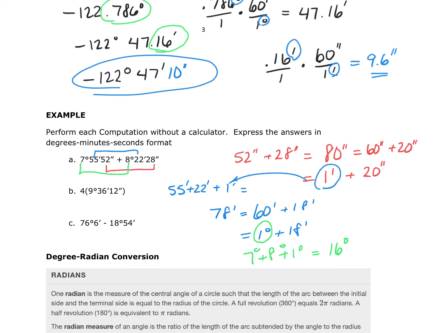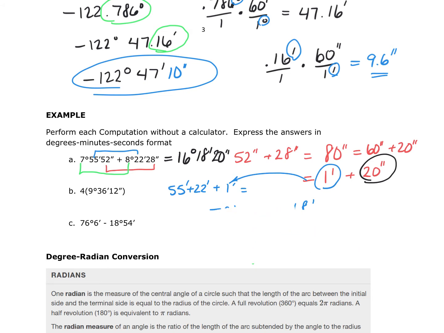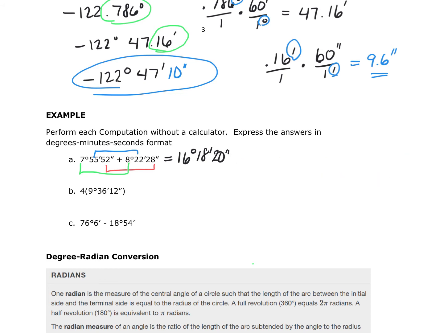Now I need to pull all this together. When I'm done, I'm going to get the 16 degrees, and that comes from here. I'm going to get the 18 minutes, that comes from here, and then the 20 seconds last. So my final answer is going to be 16 degrees, 18 minutes, and 20 seconds.